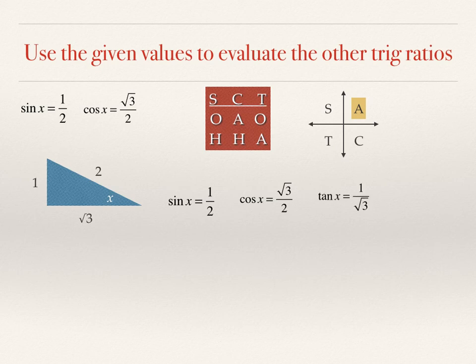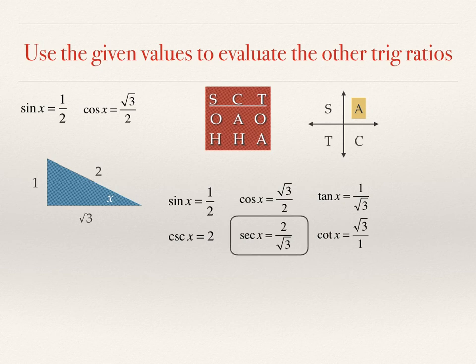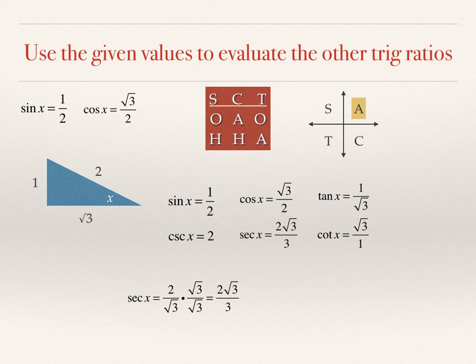Later on, we will rationalize that denominator. Now, the cosecant is the reciprocal of the sine. The secant is the reciprocal of the cosine. And the cotangent is the reciprocal of the tangent. So let's start by rationalizing this denominator. We'll multiply by the square root of 3 over the square root of 3. The secant of x equals 2 radical 3 over 3. So we'll rewrite it with the proper form.